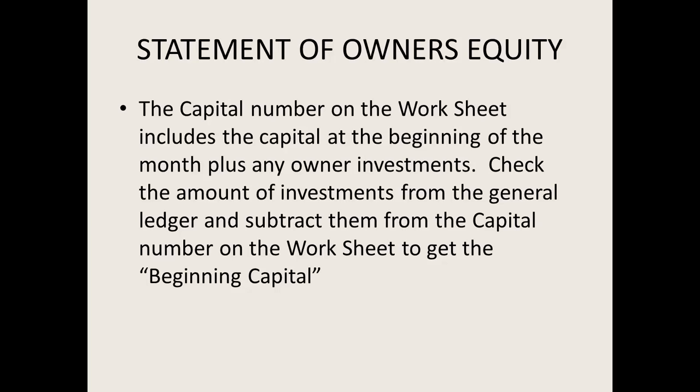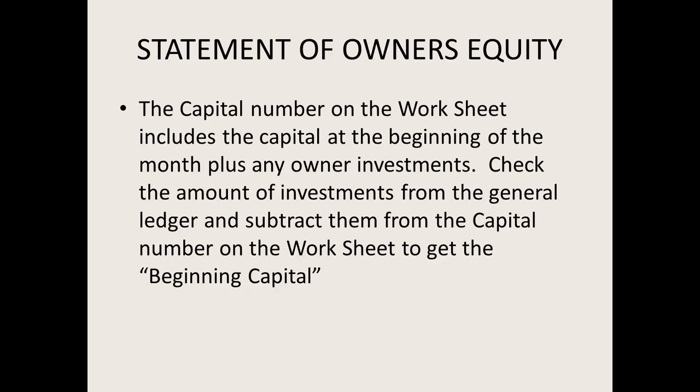Now we need to talk about the capital number. The capital number on the worksheet is the capital at the beginning of the month or the beginning of the period, and there are additional owner investments that are made throughout the month that are also in that capital number. So if I just look at the number on the worksheet, I don't know how much was already there at the start of the period and how much the owner invested.